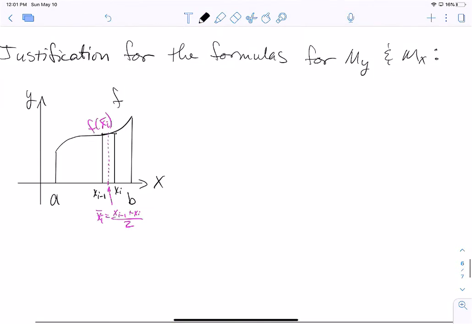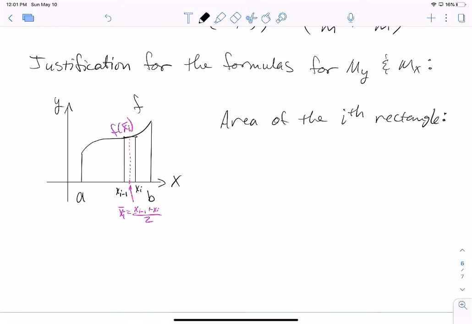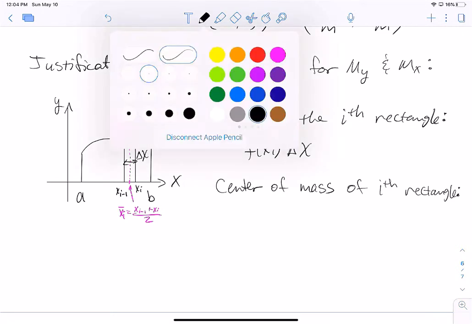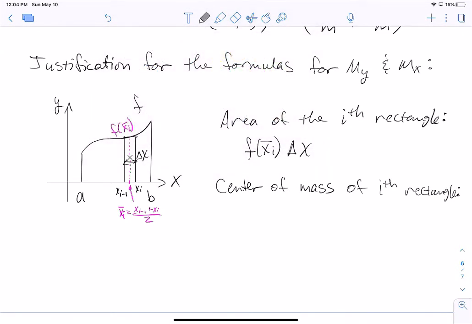And so the area of the ith rectangle is f of x sub i bar times delta x, where delta x is, of course, the width of the rectangle. The center of mass of the ith subrectangle is exactly at the center of the rectangle, and so it should have an x-coordinate of x sub i bar and a y-coordinate of half the height, so 1/2 f of x sub i bar. You might take a moment to convince yourself that this is true.